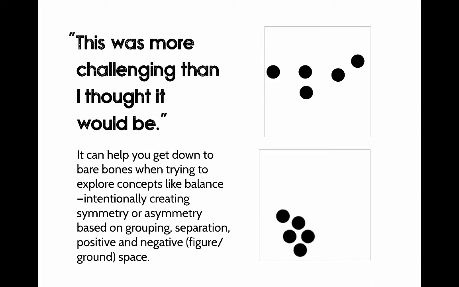Whenever you are exploring the concept of balance, you're going to have to intentionally create symmetry or asymmetry based on grouping, separation, positive and negative space. Sometimes we also refer to that as figure ground space. We'll get into that a little bit more later, not specifically in this assignment. That'll come a lot more when we get into scale. But I'm just throwing that out there so that you understand it's a version of positive and negative. You'll still have positive and negative space without any kind of ambiguous foreground and background. But figure ground is oftentimes something we talk about when referring to the ambiguity of what is the foreground and what is the background.